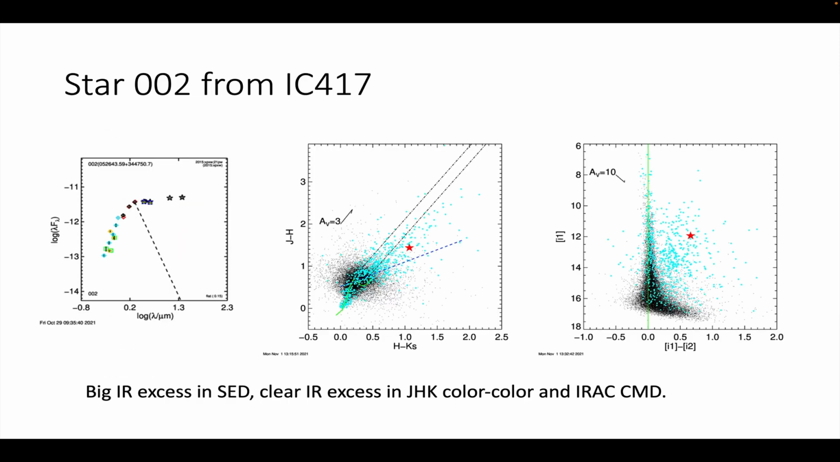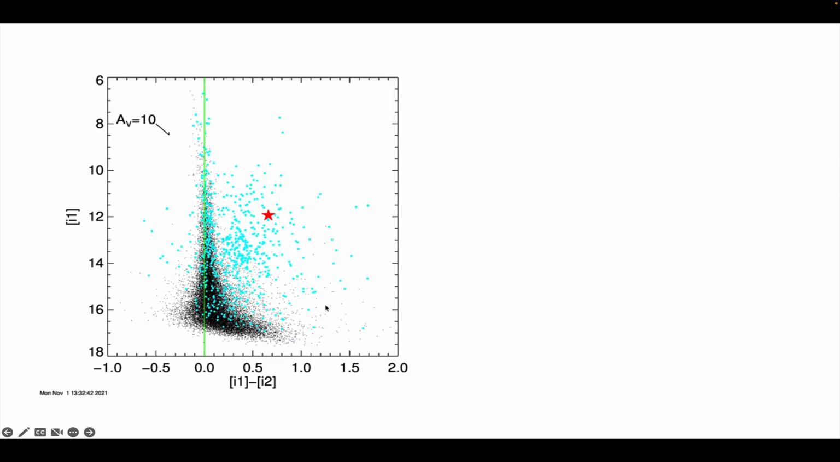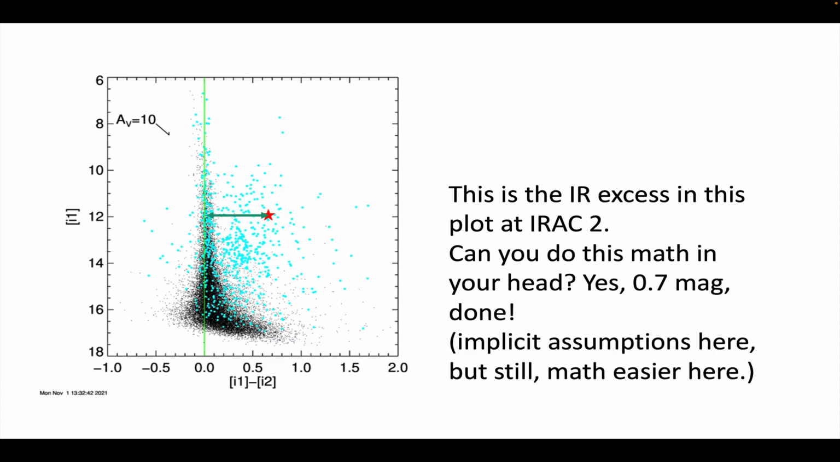So this SED has a big excess, and the size of the excess is dependent on wavelength. So technically, when you quote an IR excess size, you need to specify a wavelength. But can you do that math in your head in this plot? I can't. Can you do this math in your head? Yeah. 0.7 magnitudes. 0.7 magnitudes of excess at IRAC2. Boom. Done.